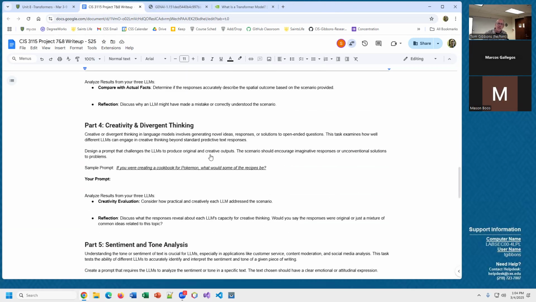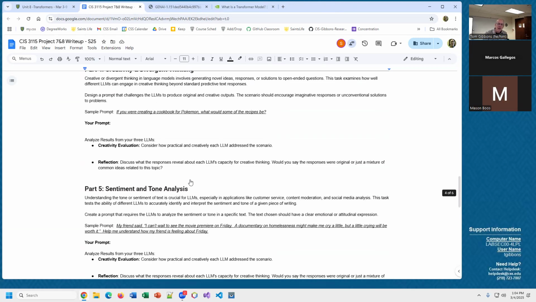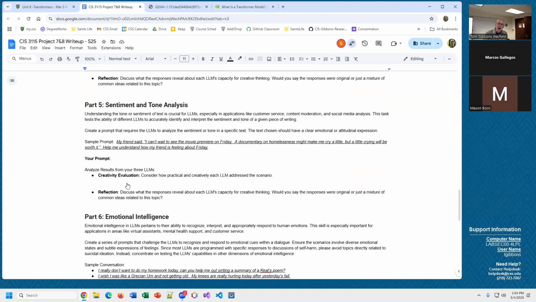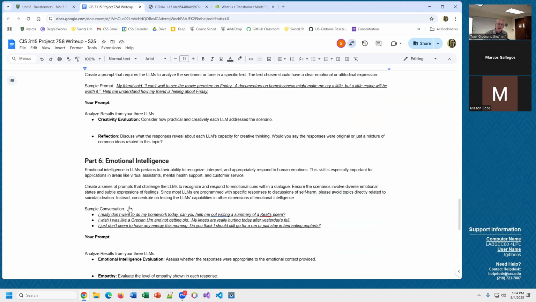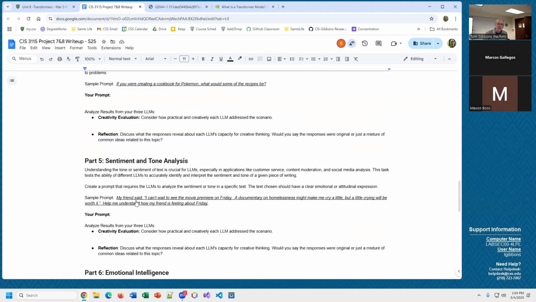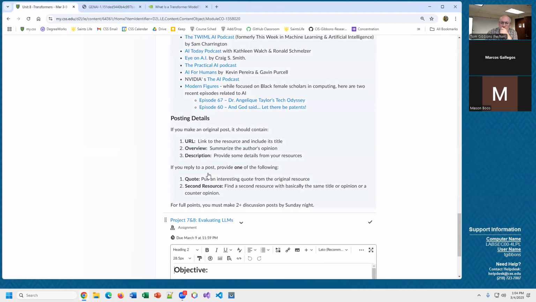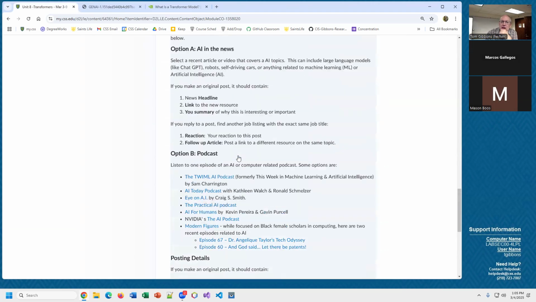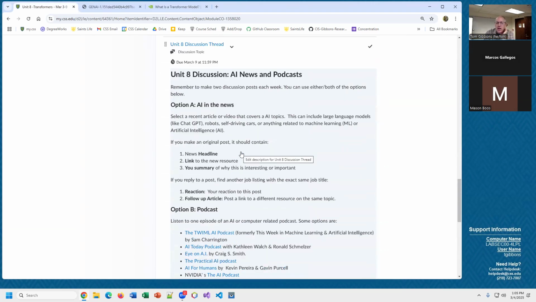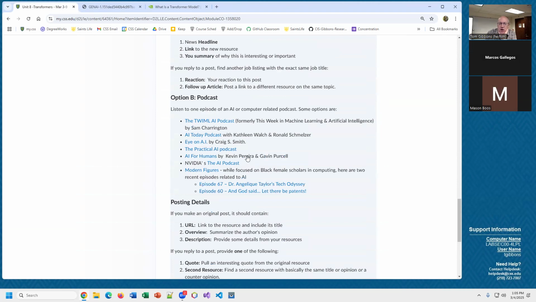So that'll be your job for the project this week: to analyze these models as far as spatial reasoning, creativity, sentiment, and emotional intelligence, and how well they display these sorts of ideas. Okay. So that's the project.